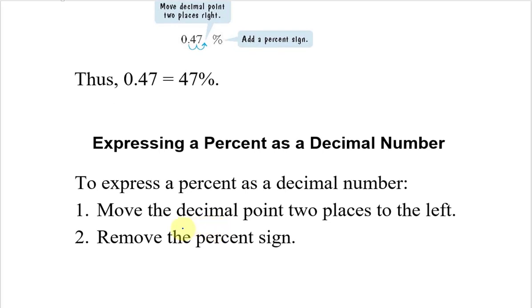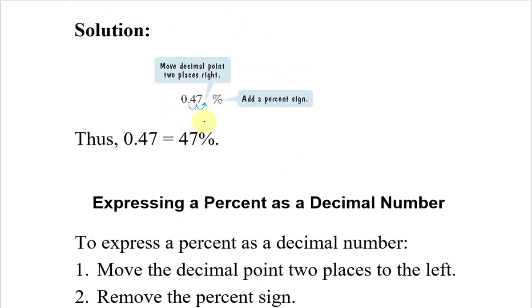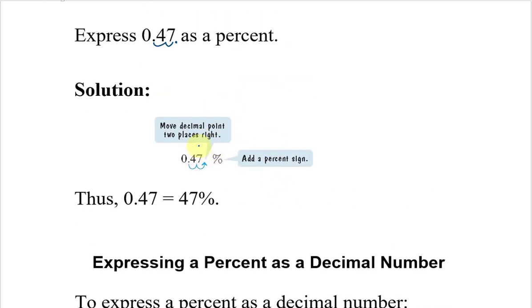We can also express a percent as a decimal number. Now, from the percent, if you want to express that as a decimal, we have to move the decimal point 2 places to the left, and then we remove the percent sign. So whatever you did before, now we did it in a reverse process.